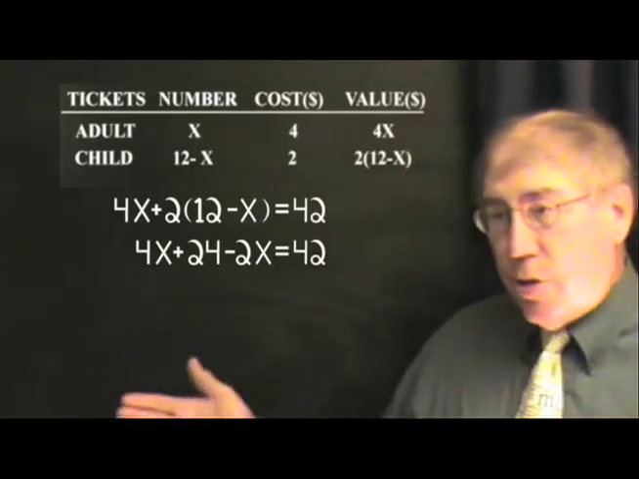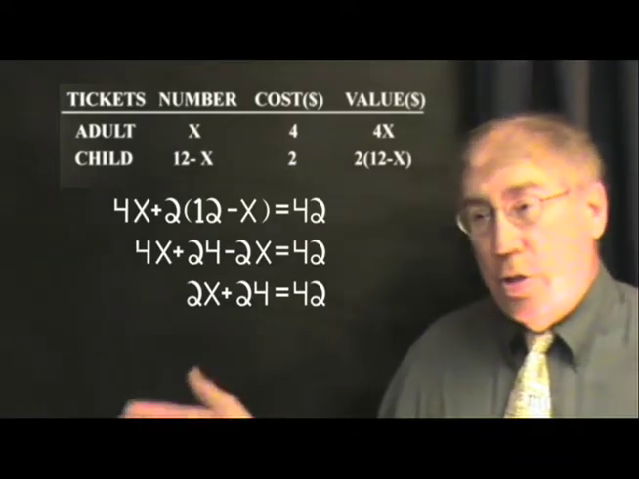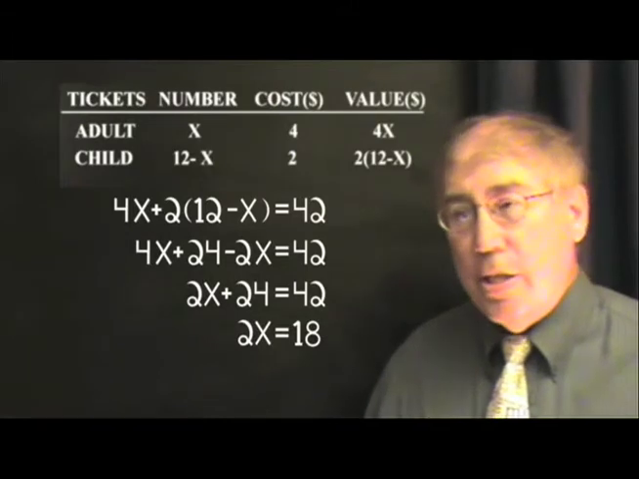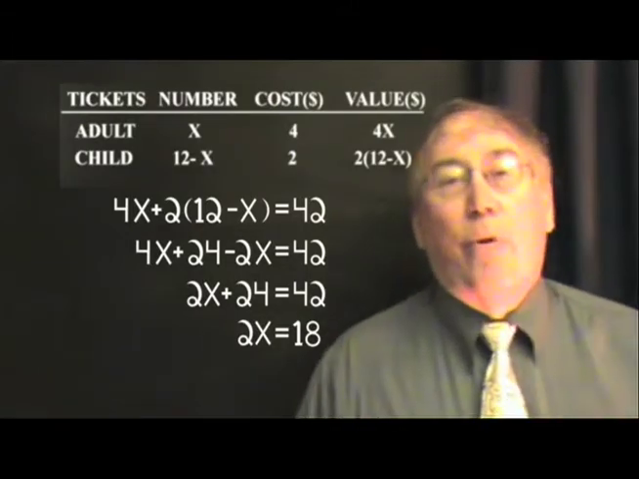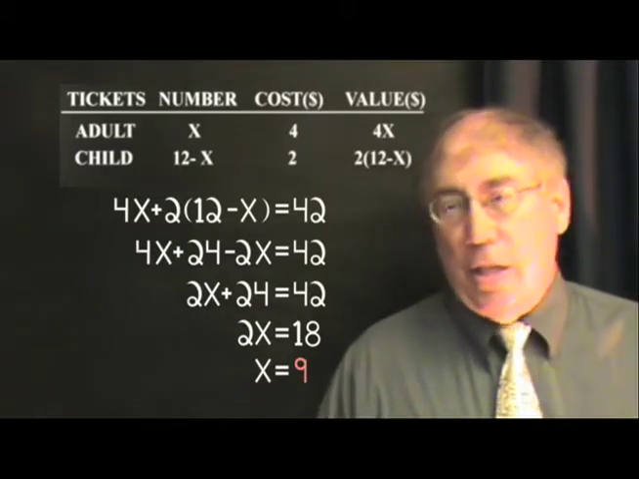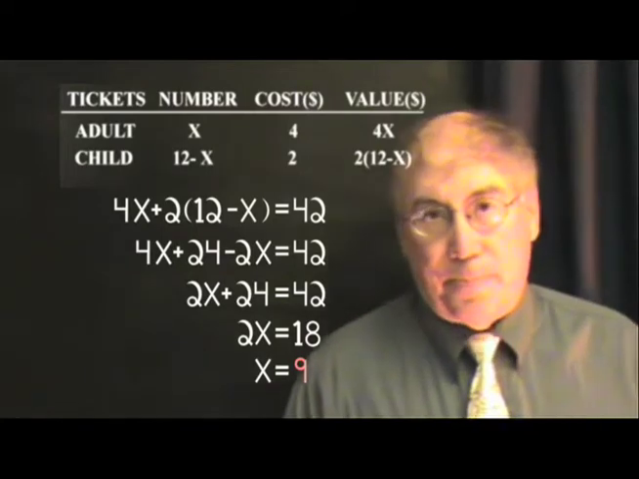So we can take the total value of the adult tickets, which is 4X, plus 2 times 12 minus X, which is the total value of the children's tickets, and set it equal to 42. And so we should land up with X equaling 9 tickets, 9 adult tickets.